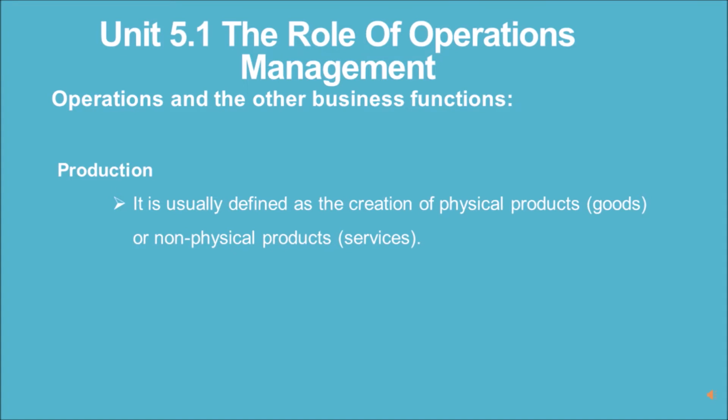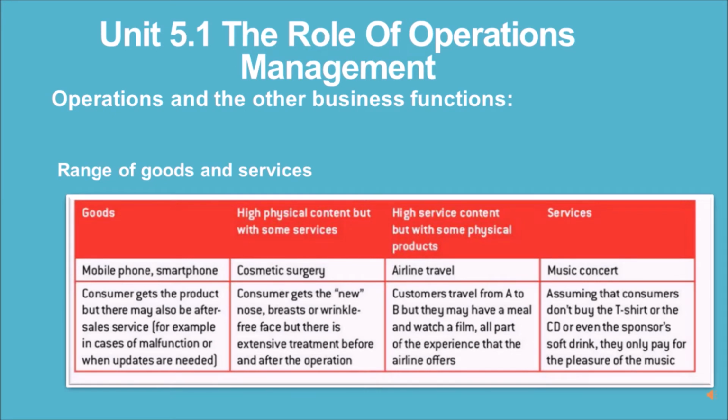Production. It is usually defined as the creation of physical products, goods, or non-physical products, services. Range of goods and services. Goods. Mobile phone, smartphone. Consumer gets the product, but there may also be after-sales service, for example in cases of malfunction or when updates are needed. High physical content but with some services.